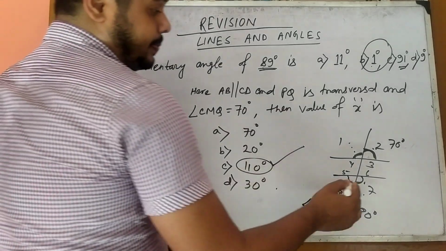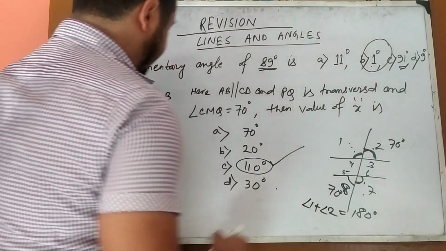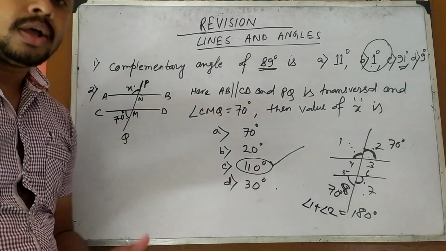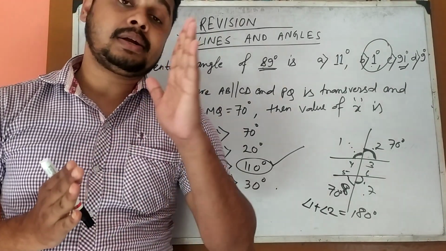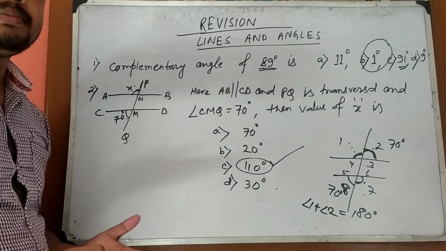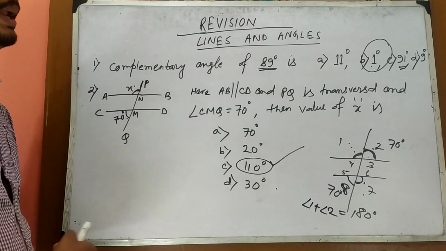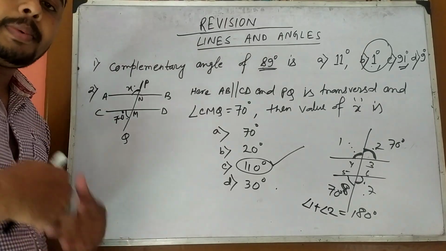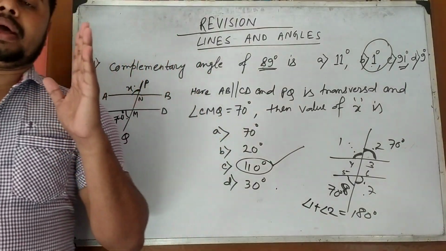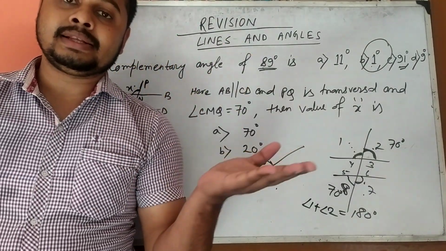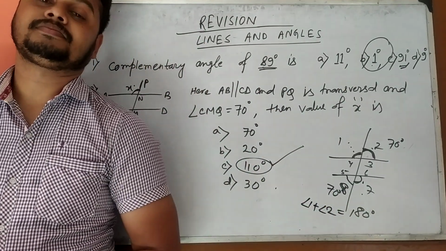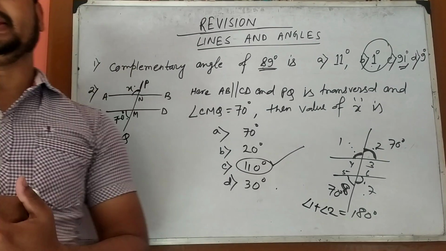Besides that, we can say angle 1 and angle 8, this angle and this angle, 70 degree and x, are exterior angles on the same side of the transversal. That time their values become supplementary to each other. That property we can use also. If two exterior angles lie on the same side of the transversal, then they are supplementary to each other.